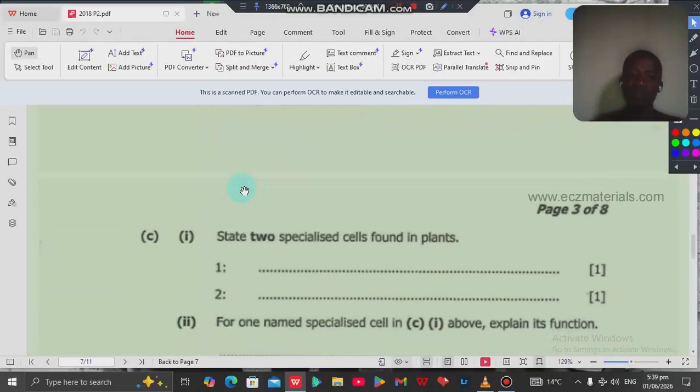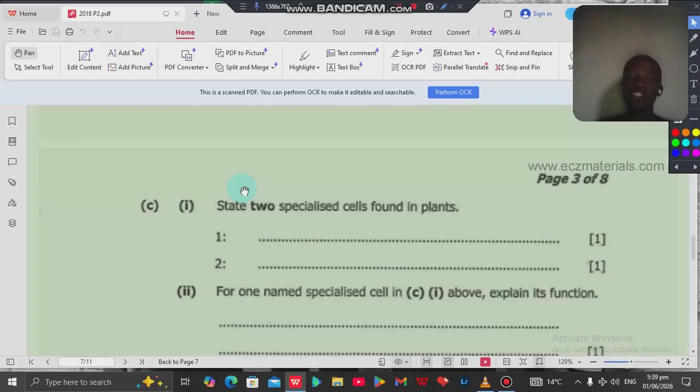C says state two specialized cells that are found in plants. Now we know to say in plants we have a lot of specialized cells, and some of those specialized cells that we have is the root hair cell. Now apart from the root hair cell, we also have the xylem cells. Apart from the xylem cells, we also have the guard cells. Apart from the guard cells, we also have the phloem cells. Now there are a lot of specialized cells. So for now, they just need two. So we say the xylem cell. On part two, we say the phloem cell.